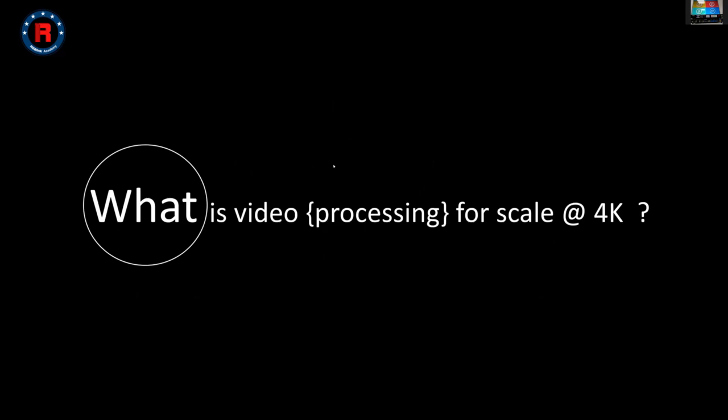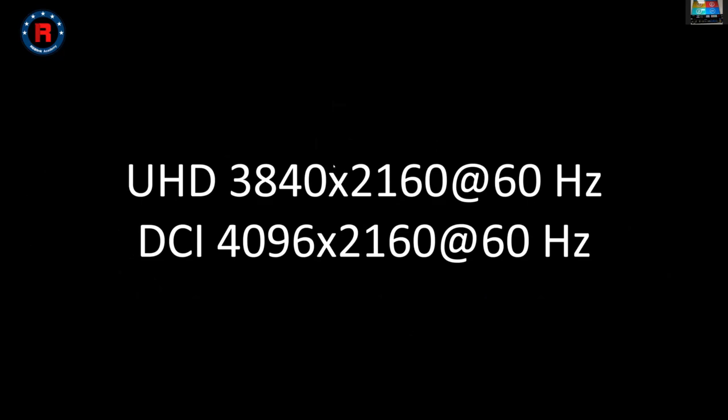What is video processing for scale at 4K? We know 4K has two kinds of resolutions. The first one is ultra high definition, which applies in the broadcaster industry. The second is digital cinema, which is always applied in the commercial industry. But here, we are talking about the real 4K, which must support 60Hz at least.